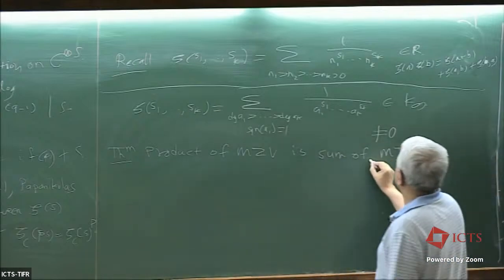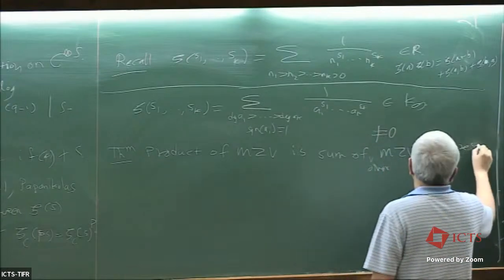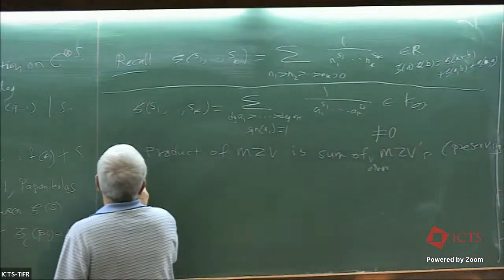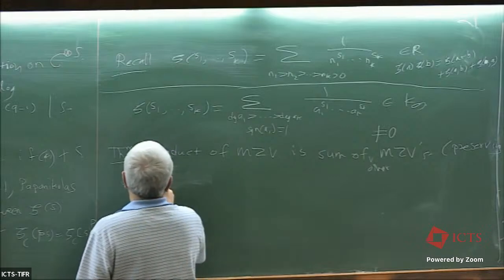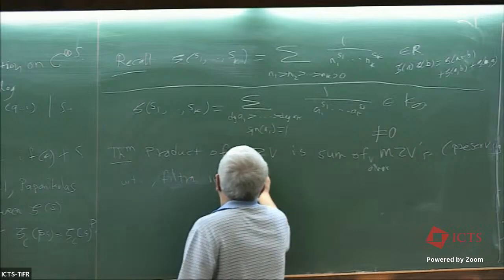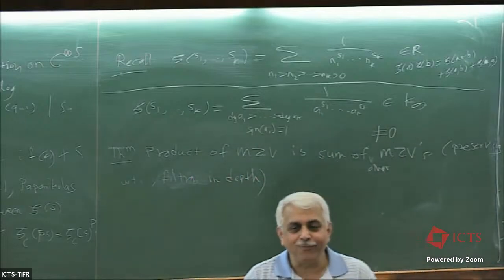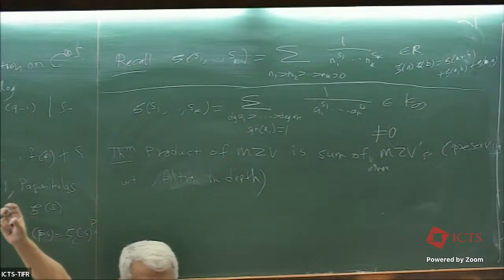Sums of different MZVs, sums of other MZVs, preserving weight exactly. Weight is, as usual, the sum of the indices, preserving weight and the filtration in depth. But sum means what? You are adding 1, so you will end up in a prime field. So all these relations have coefficients in a prime field rather than a function field. Okay, that's the first thing.